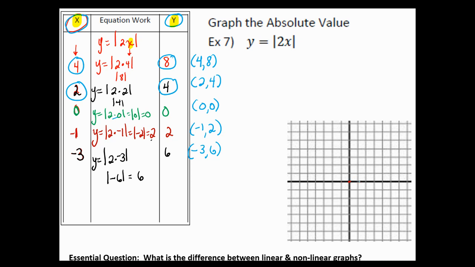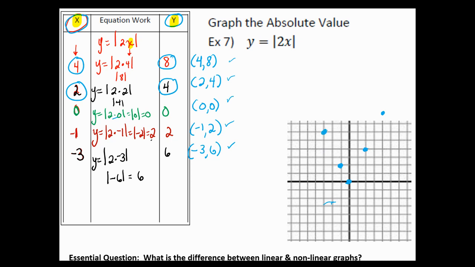So the first one, over 4, 1, 2, 3, 4, up 8, 1, 2, 3, 4, 5, 6, 7. So you have to estimate, it's about right there. Over 2, 1, 2, up 4, 1, 2, 3, 4. The next one is the point at 0, 0. So we're done with this one, this one, this one. We'll do this one next. Left 1, up 2. And the last one, left 3, 1, 2, 3, up 6, 1, 2, 3, 4, 5, 6.